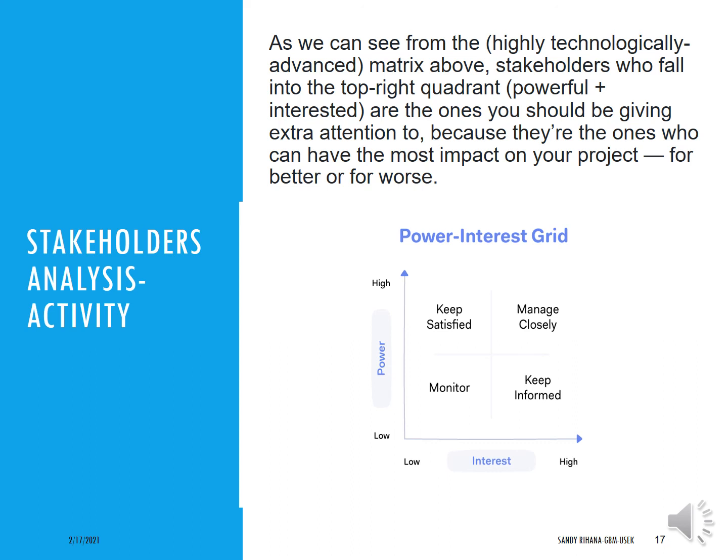Otherwise, for high power and low interest, you keep them satisfied. For high interest and low power, you keep them informed, and you can monitor the low interest and low power.